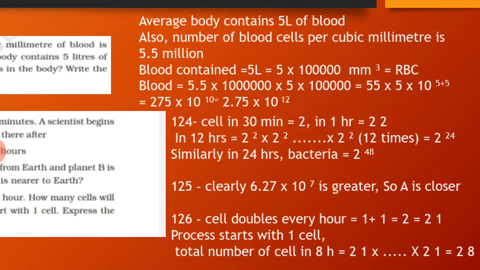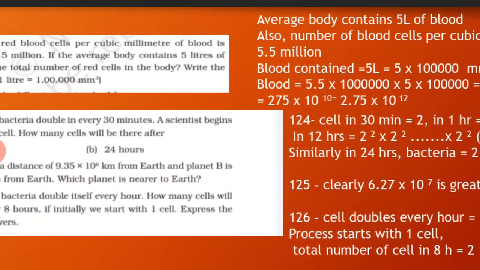So blood contained is 5 liter, which is 5 into 1 lakh millimeter cube, which is RBCs, which has been told to you. So blood will actually have 5.5 into 1,000,000 into 5, which is your 5 liters, into 1,000,000. Therefore, 55 into 5 into 10 raised to power 5 plus 5. Now, 55 into 5, if you do, it becomes 275 into 10 raised to power 10, which is actually, if you put it in standard form, it becomes 2.75 into 10 raised to power 12.